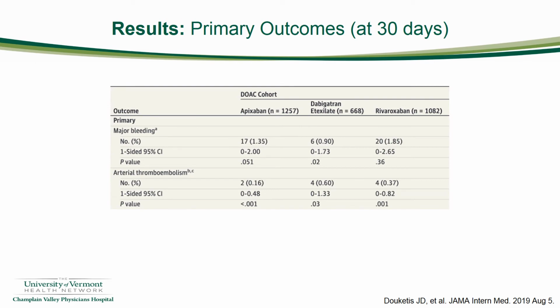Moving on to the primary outcomes of the study, which again were assessed at 30 days post-op. For the primary outcome of major bleeding, the rate was actually pretty low across the 3 cohorts, falling under 2% in all of them. We can see 1.35% for the apixaban cohort, 0.9% for the dabigatran group, and 1.85% in the rivaroxaban cohort. Similarly, the rate of arterial thromboembolism was also very low among the 3 cohorts, with a rate of 0.16% in the apixaban group, 0.60% in the dabigatran group, and 0.37% in the rivaroxaban cohort.